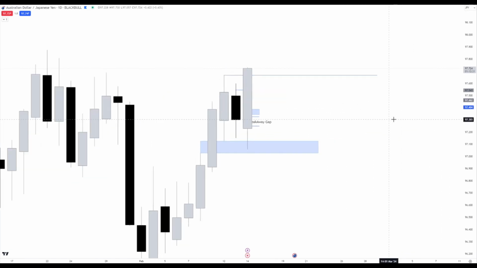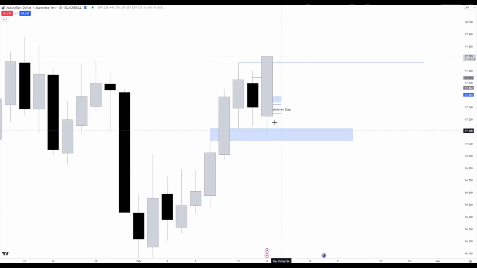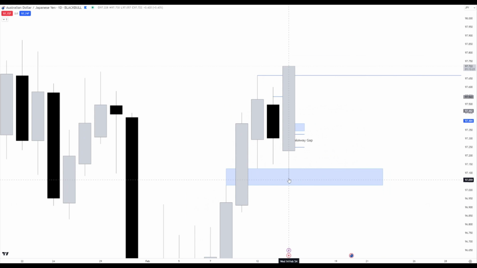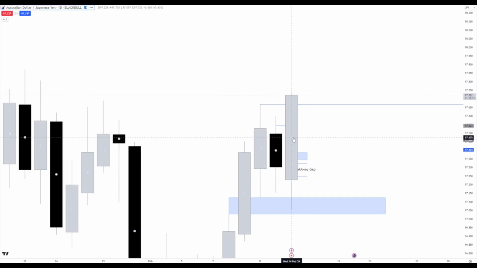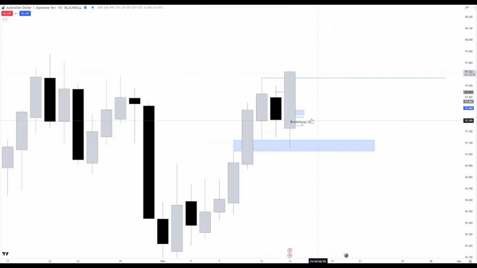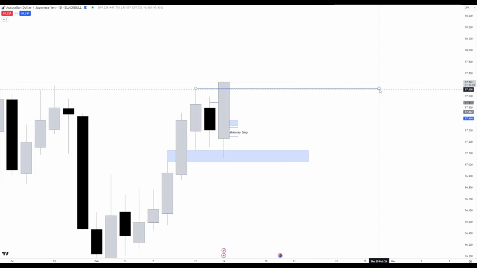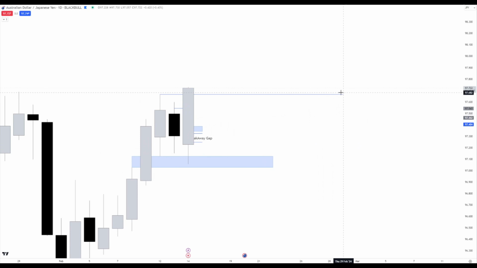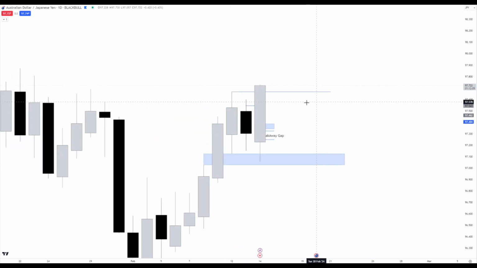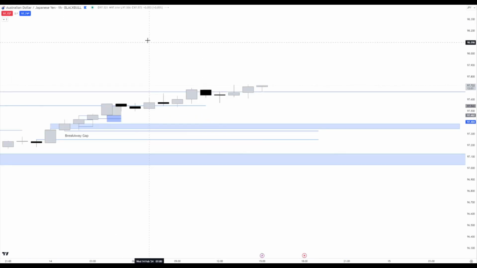So today, as you can see, we had this fair value gap here that was touched by the daily candle of today, the 14th, was touched very well and respected. So when I saw this, I thought we are bullish to take this high right here, this external range liquidity. So I went to the 1 hour time frame.